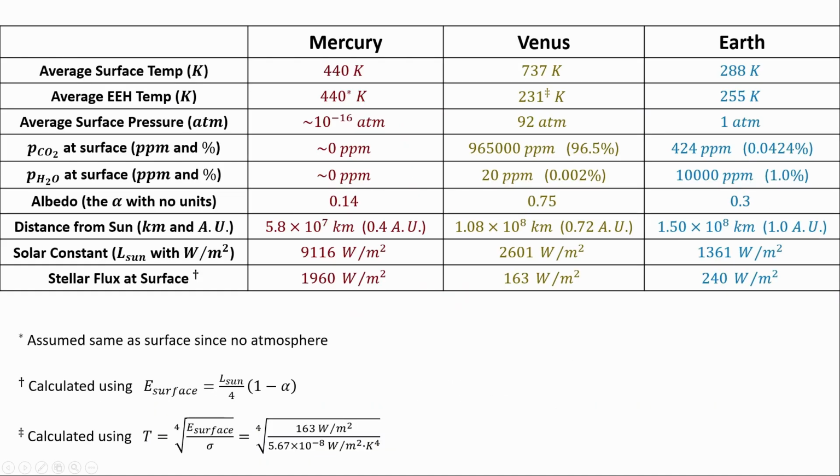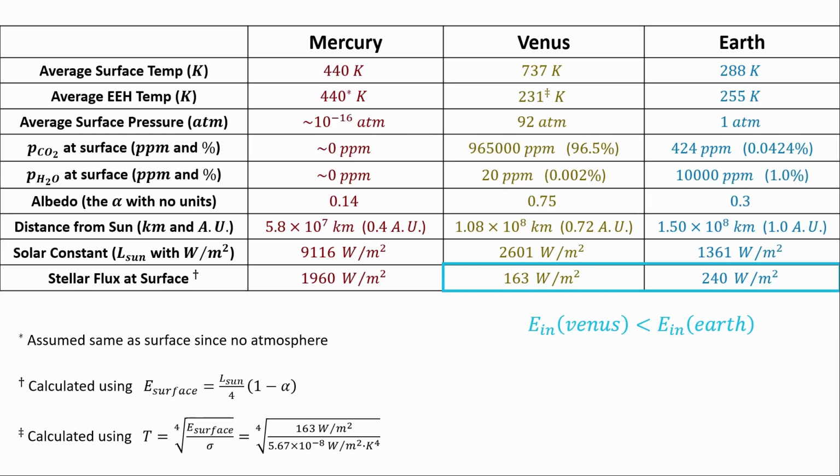And this is just some data right here that I've gathered. So this is for Mercury, Venus, and Earth. And the things to pay attention to on here is the fact that the E in, so the energy coming in for Venus, is actually less than the energy coming in for Earth. That's despite the fact that Venus is quite a bit closer to the sun than the Earth is.